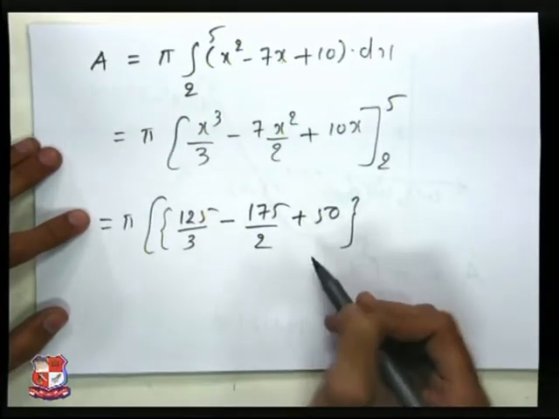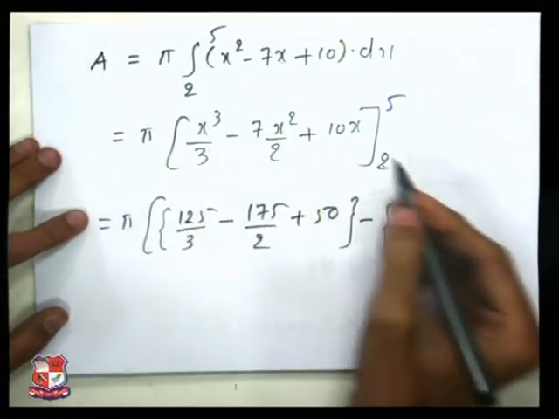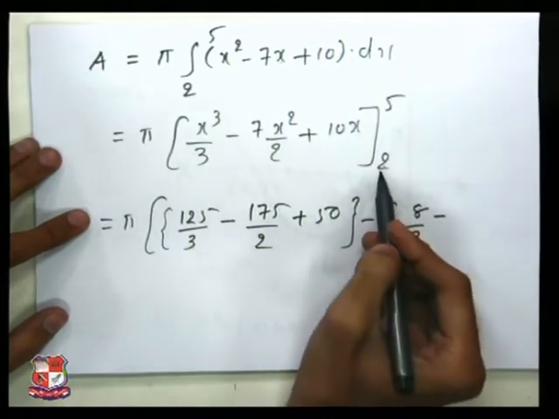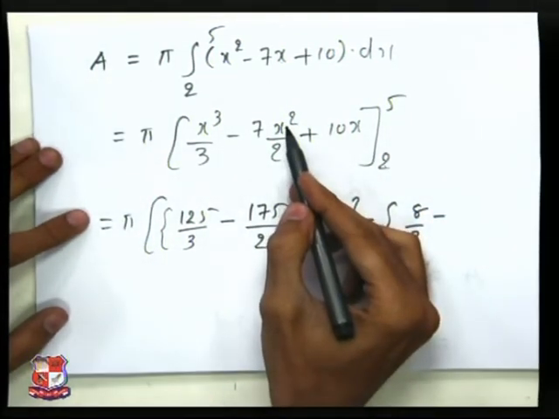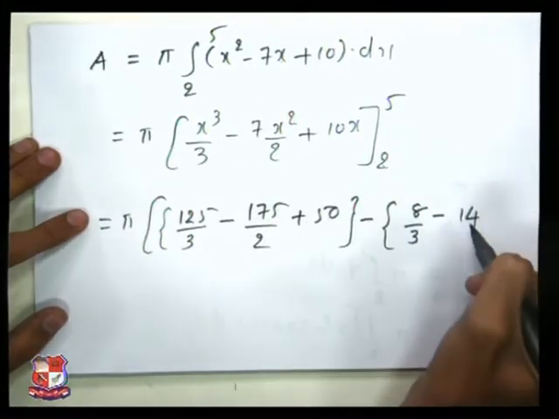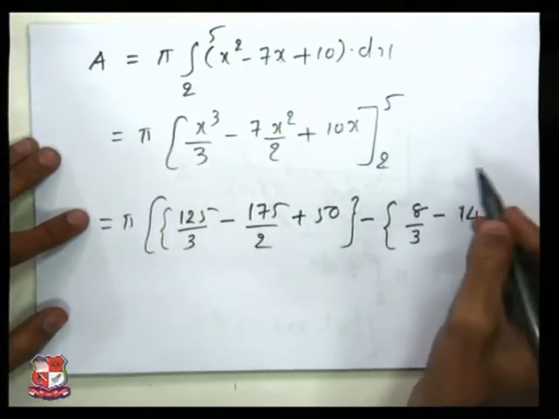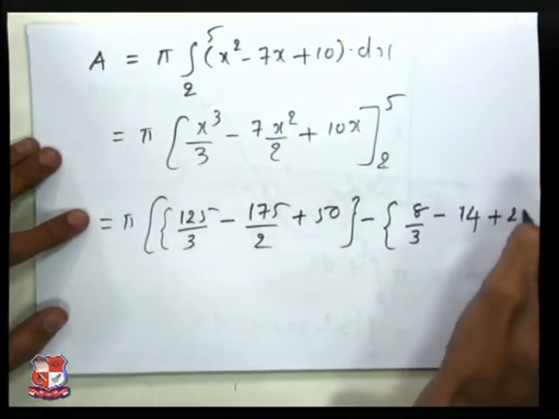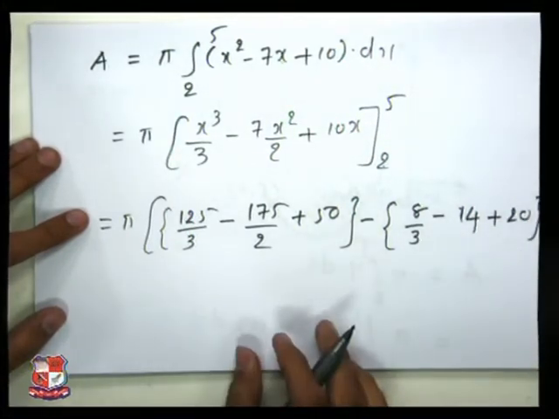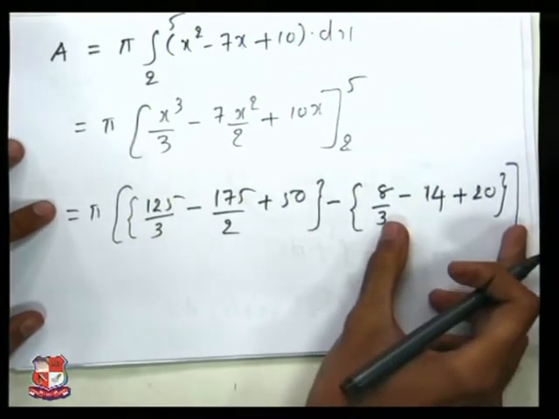This is the upper limit, minus, if I put the lower limit, 2 cube, that is equal to 8 by 3, minus 2 square, that is 4 upon 2, that is 2 into 7, that is 14, and plus 10 into 2, that is equal to 20. So this is the upper limit, this part is lower limit.